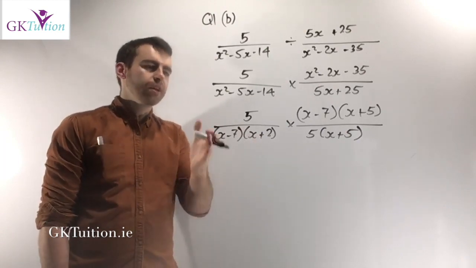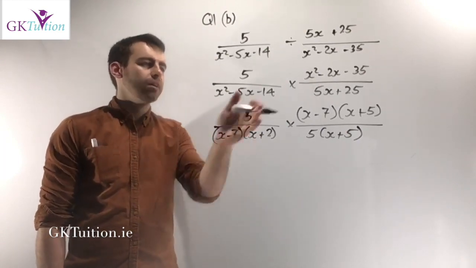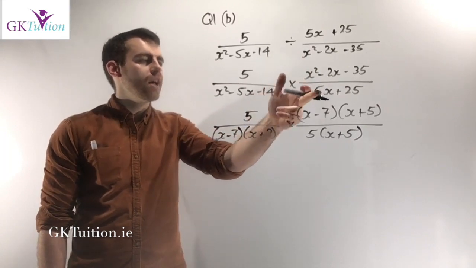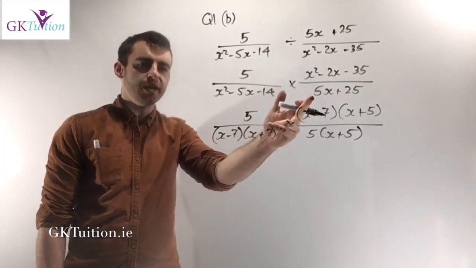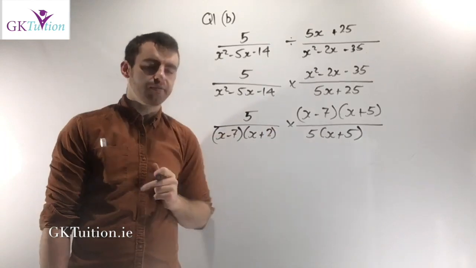Then I realised I have a quadratic here which I can factorise, I have a quadratic here which I can factorise, and I can take out what's common from the denominator. 5x plus 25, I can take out a 5.